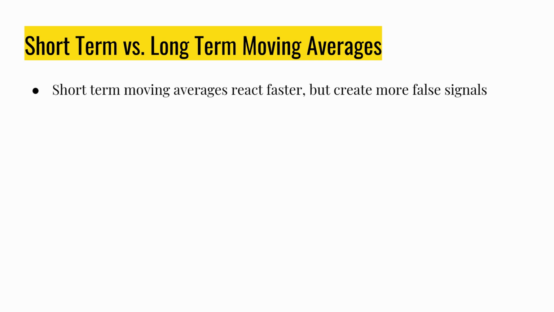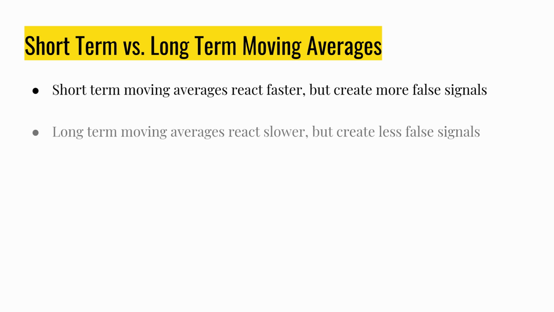The fewer days you put into a moving average, the faster it reacts to price. However, it creates more false signals. On the other hand, the more days you put into a moving average, the slower it reacts to price, but it creates fewer false signals. So which one do we use? The solution is to use both.